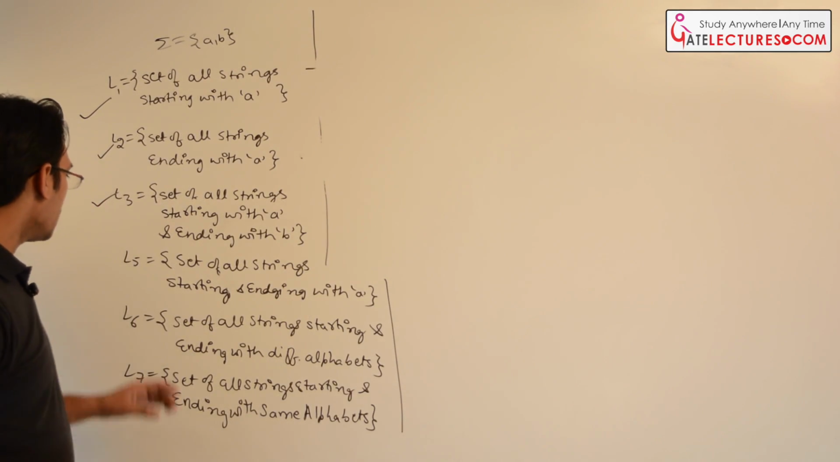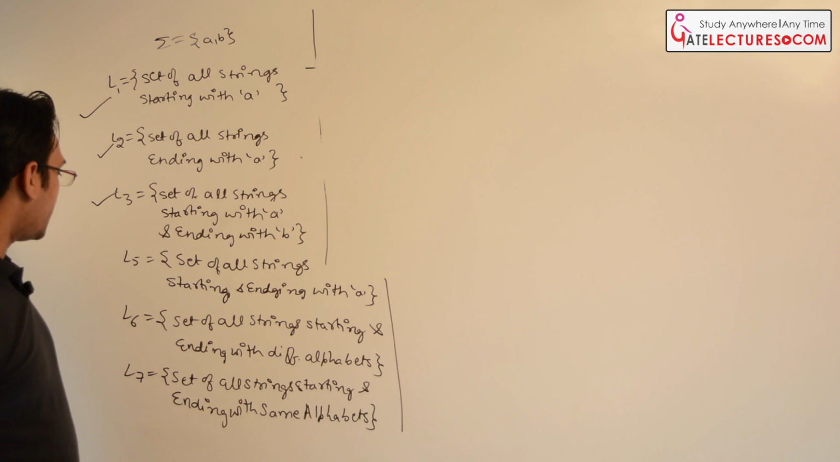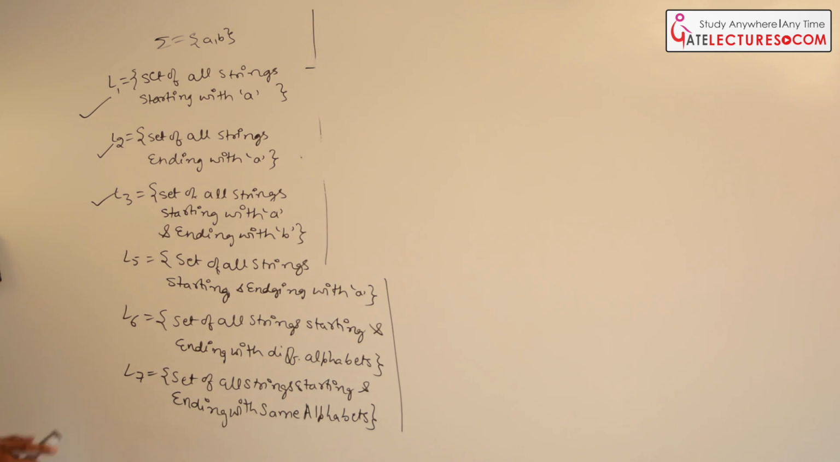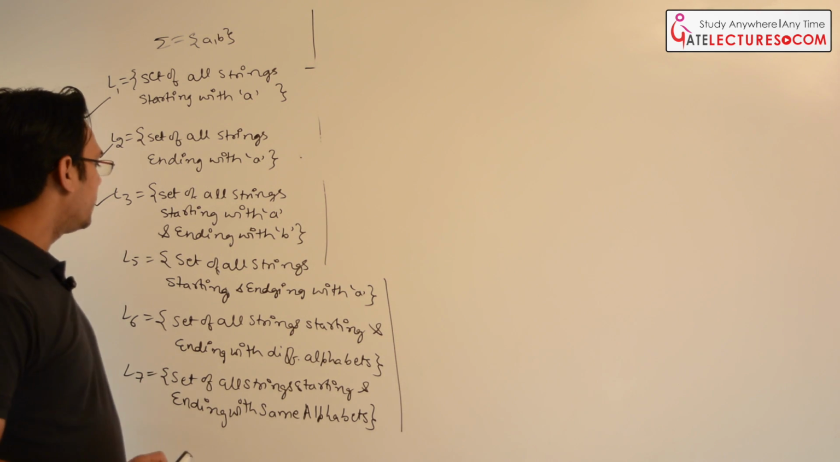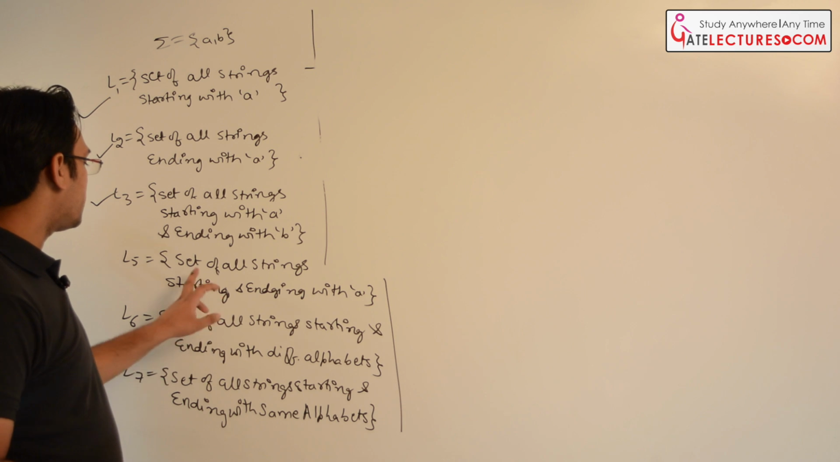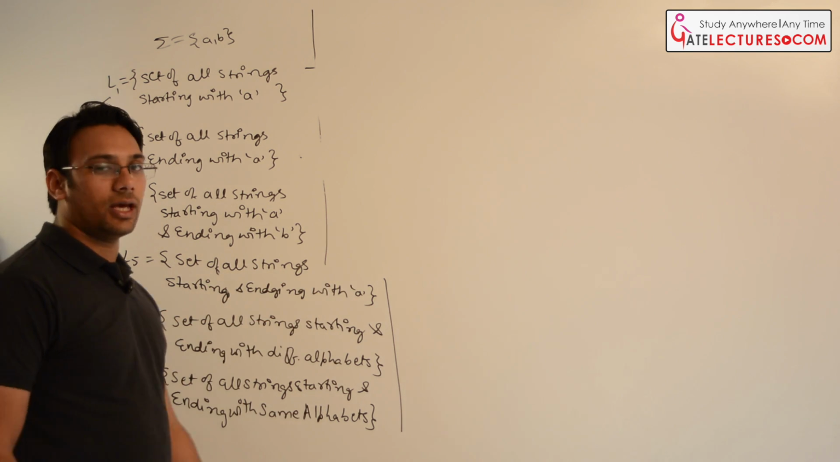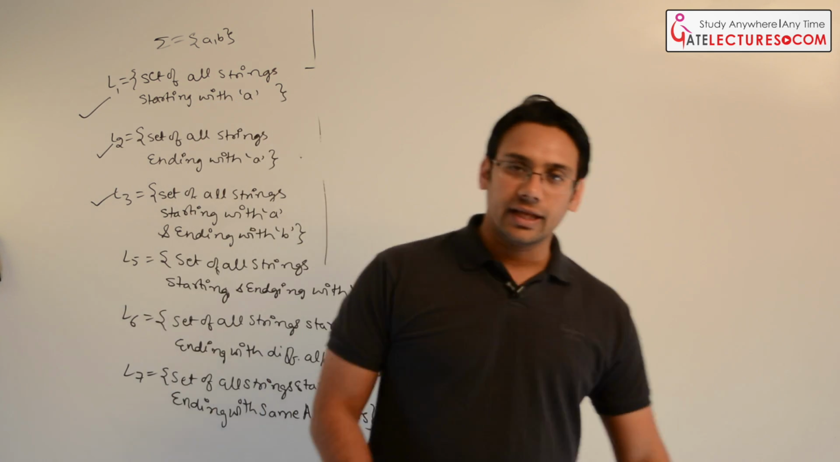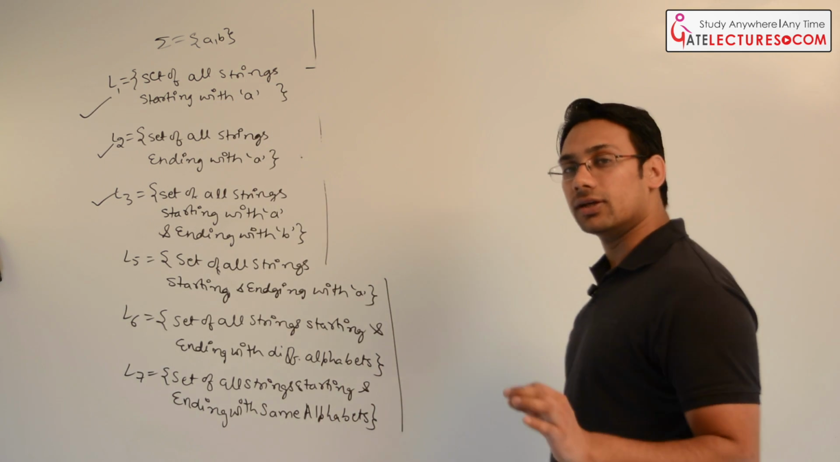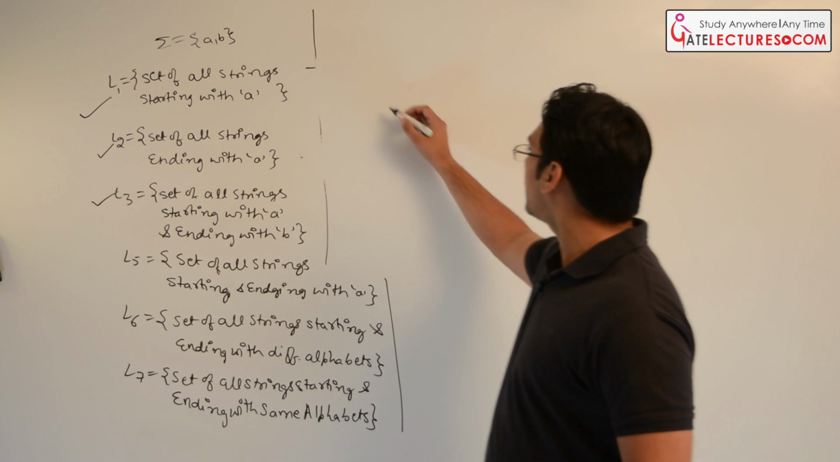Okay. Now let us see the language L5. I think I have missed the language L4, but let us see the language L5. So language L5 is saying set of all strings starting and ending with the symbol A. That means it is starting and ending with the symbol A only. So what are the strings which will be present here?